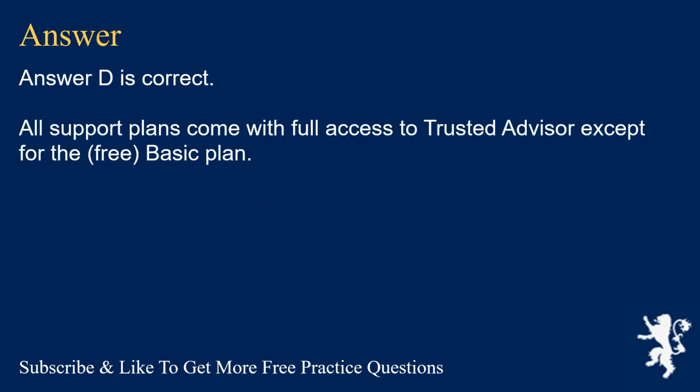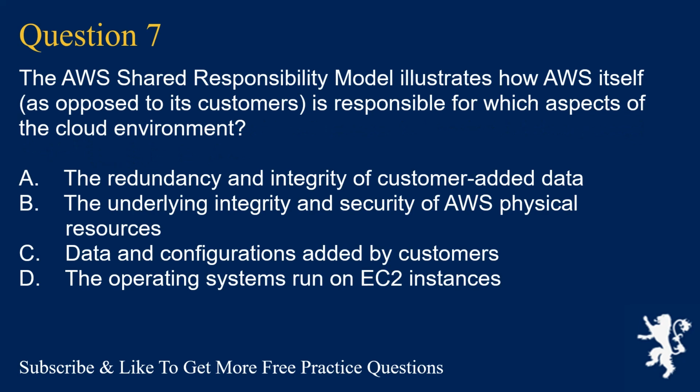Answer D is correct. All support plans come with full access to Trusted Advisor except for the free, Basic plan. Question 7. The AWS shared responsibility model illustrates how AWS itself, as opposed to its customers, is responsible for which aspects of the cloud environment? A. The redundancy and integrity of customer-added data. B. The underlying integrity and security of AWS physical resources. C. Data and configurations added by customers. D. The operating systems run on EC2 instances.